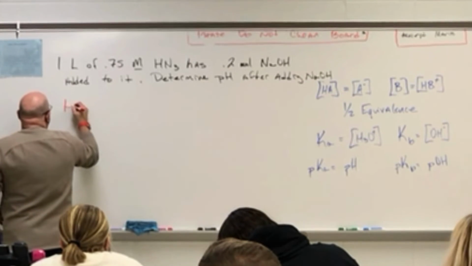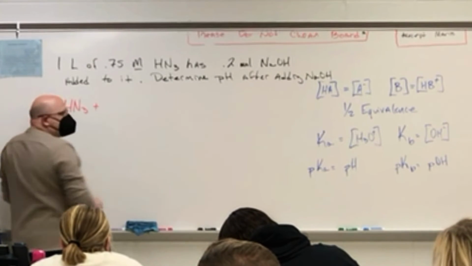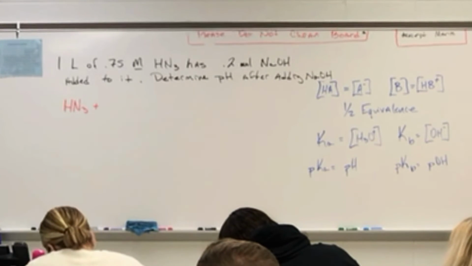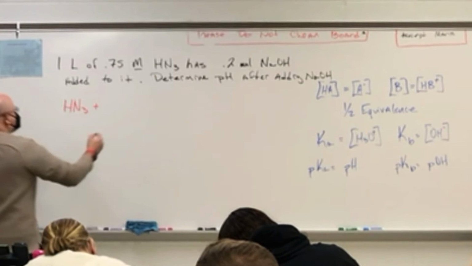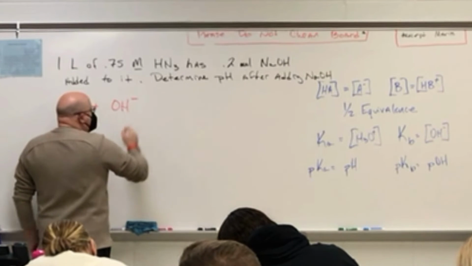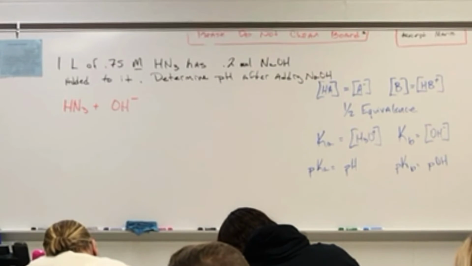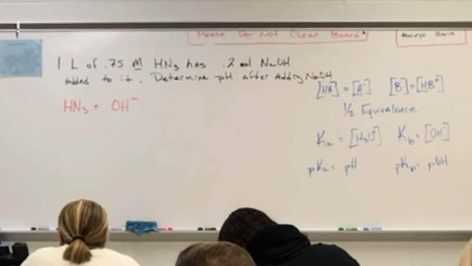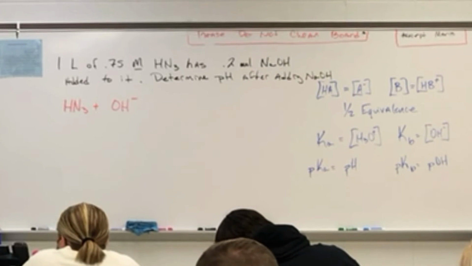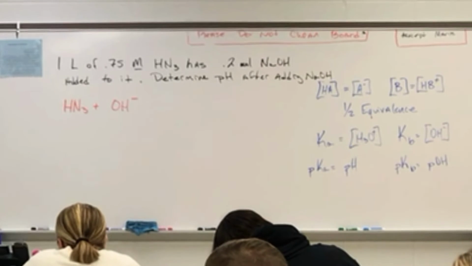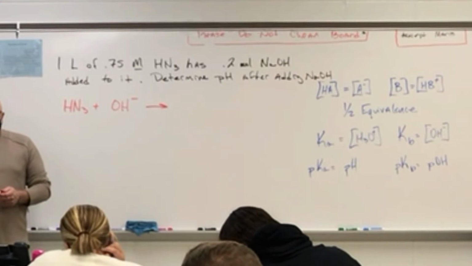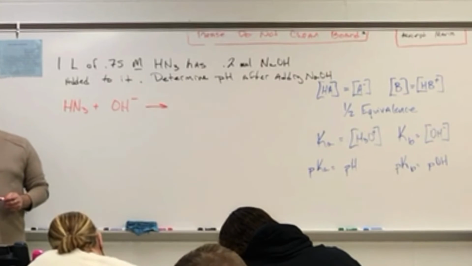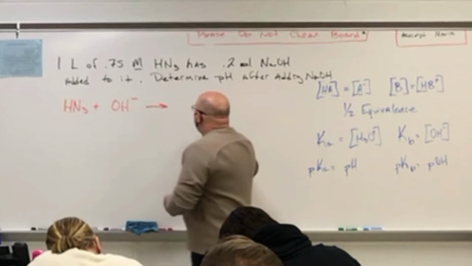So the reaction is going to be HN3 plus what? OH minus. Good. Because what do we do with sodiums and potassiums? Get rid of them. It's not the sodium making the sodium hydroxide strong, it's the hydroxide making it strong. Single arrow. Why? Because it reacts completely. Completion. There's no equilibrium. You're going to make what?